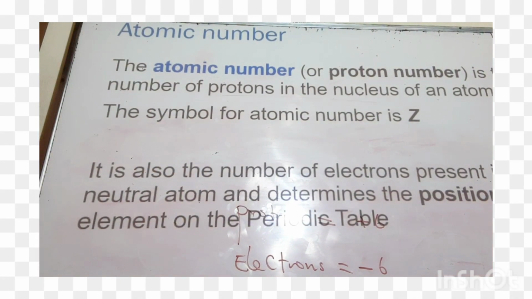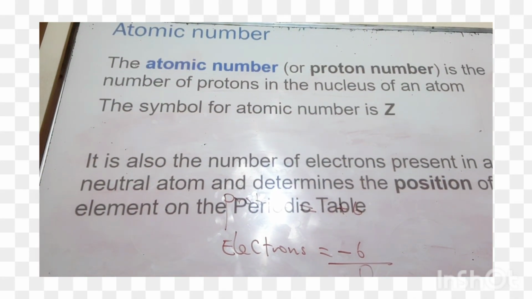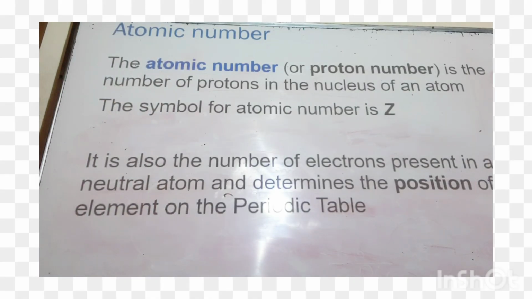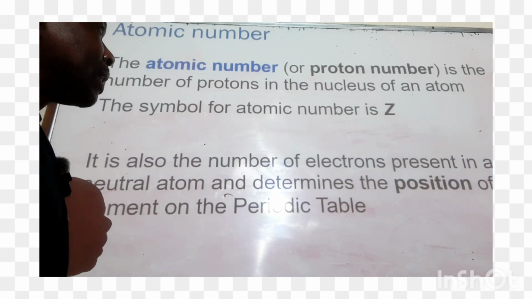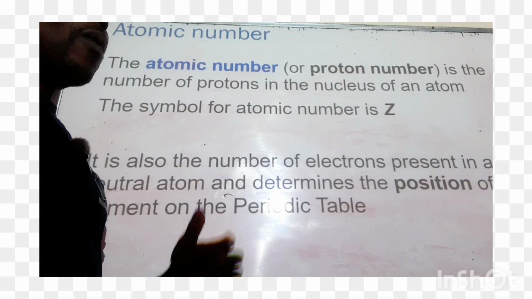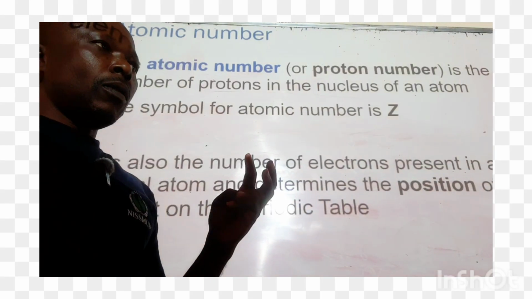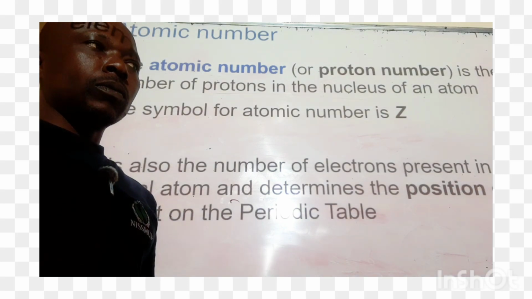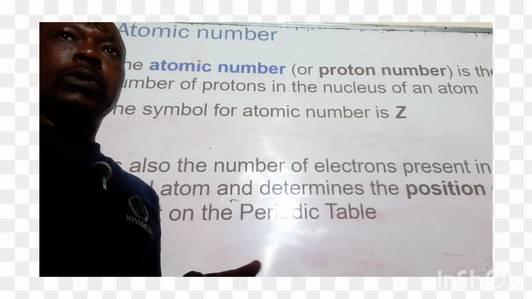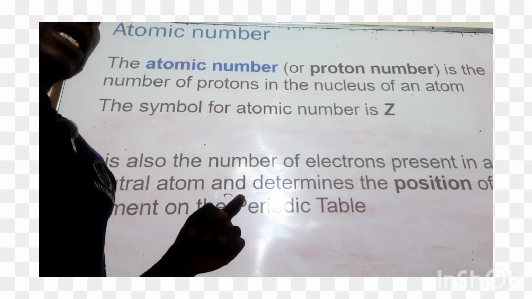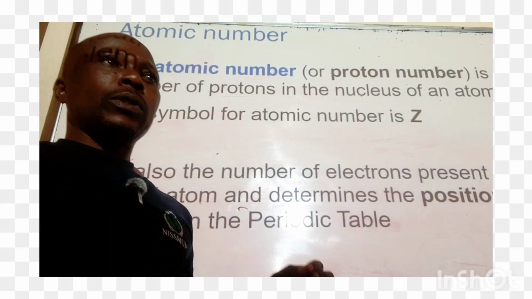Alright, so having said that, the next thing we want to look at: we have defined an atom to be the smallest particle of an element which can take part in a chemical reaction and still retain the chemical properties of that element. We equally identified that an atom contains 3 subparticles: the protons, the neutrons, and the electrons.